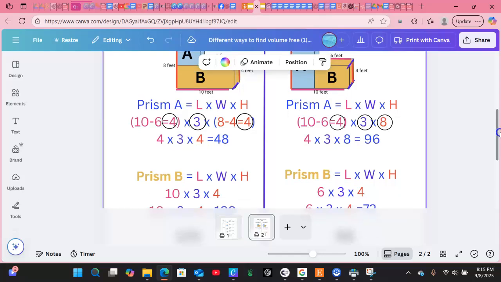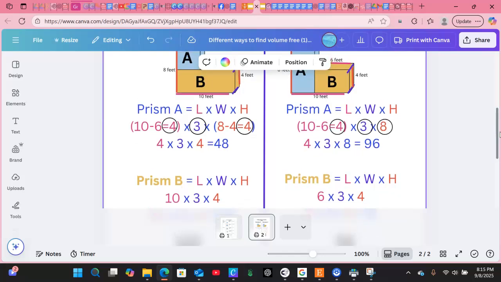Now prism B, again, length times width times height. So we can see down here that the length is 10. The width, again, it was 3 at the top, so it's going to be 3 down here. And we could see right here, even though it's partially cut off in this image.